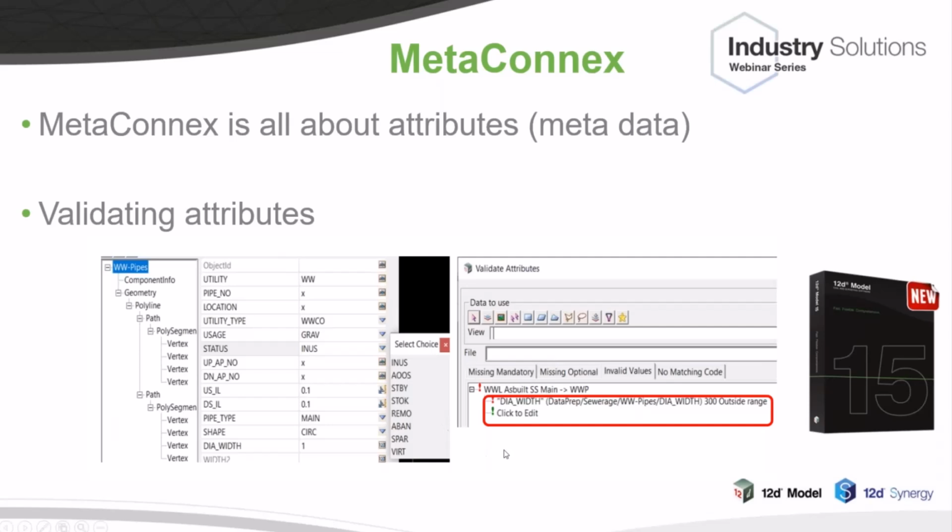And in this case, it's run and it's found there's an error, tells you it's outside the range, and more importantly, puts a log line in here. So if you click on that, that will take you straight to the object in 12D Model so that you can go and look at what the problem is.